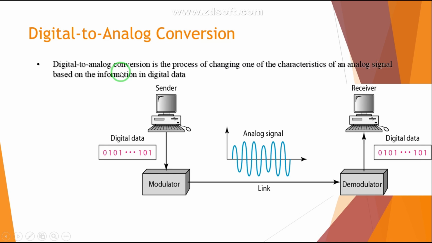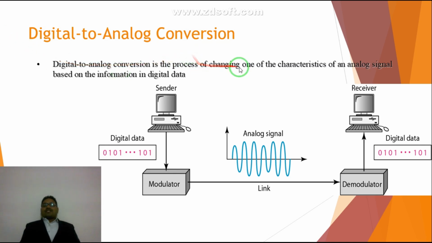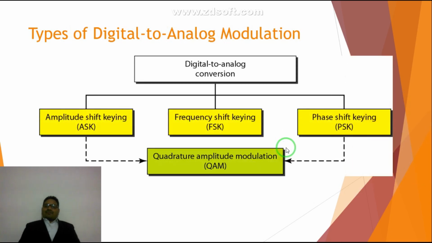Now, next is digital to analog conversion, guys. It is the process of changing one of the characteristics of an analog signal based on the information in your digital signal. This is your digital data. So we are going to do the modulation, we are going to change the characteristic of that analog signal. Now, the types of digital to analog modulation are ASK, that is amplitude shift keying, FSK, frequency shift keying, and PSK, that is phase shift keying.